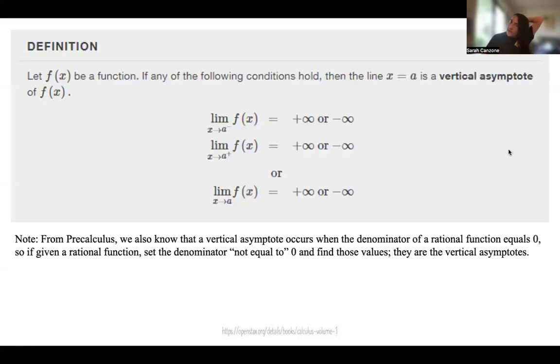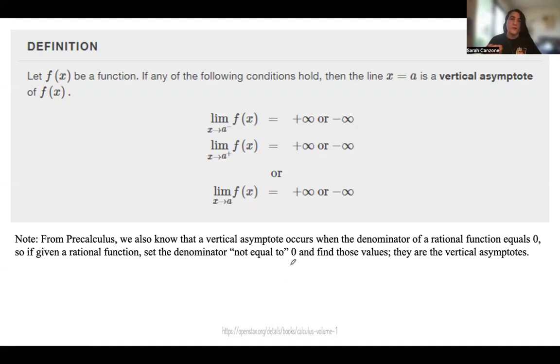Now we have this idea of a vertical asymptote. Some of you may be familiar with this from pre-calculus. We have a calculus definition of a vertical asymptote and a pre-calculus definition. The calculus definition is that if you're looking at a limit from the left or from the right, or just the limit in general, and it approaches some infinity, then it's a vertical asymptote. But I wouldn't write that down if I were you.